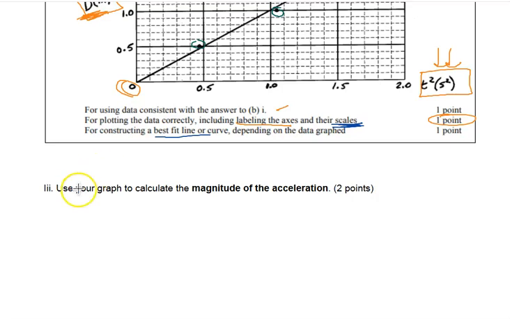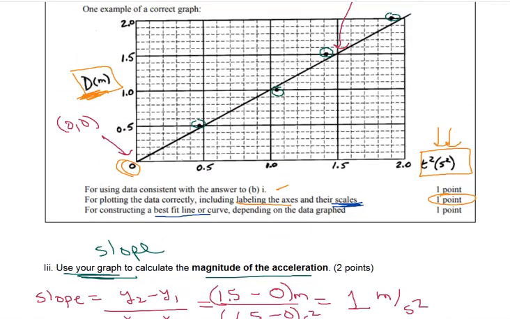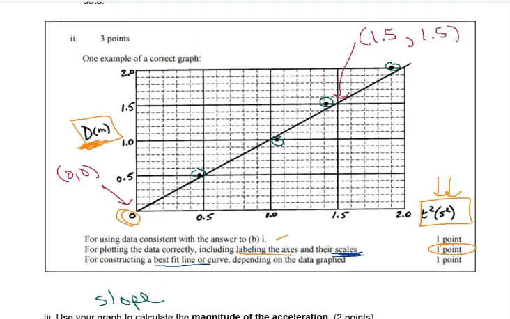And then we're going to use the graph. So that means, hey, calculate the slope and connect the slope back to the concepts to find the magnitude of the acceleration. Okay, so it says use your graph. And so again, in the old school AP Prop Fake Labs, the slope meant something and the y-intercept could mean something. In this case, we're going to find the slope.